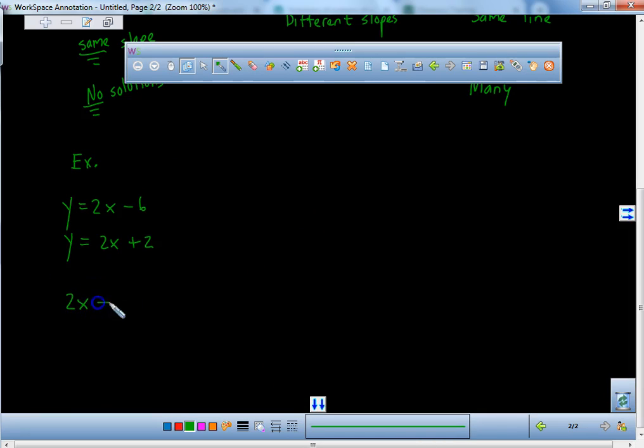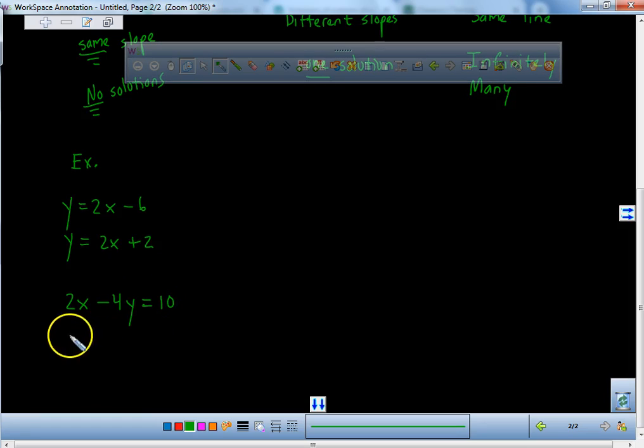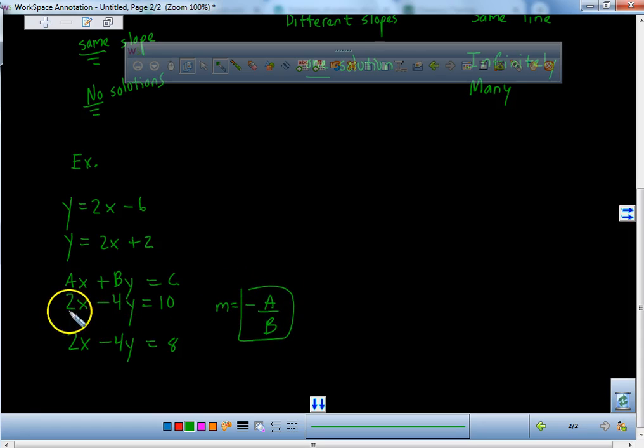So let's say standard form. If you saw 2x minus 4y equals 10 and 2x minus 4y equals 8, you will notice that in standard form, ax plus by equals c, the slope is always negative a over b. And when you put negative a over b for each of these, you see they have the same slope. So here's a scenario where you'd have two lines that turn out to be parallel that would never intersect in standard form.